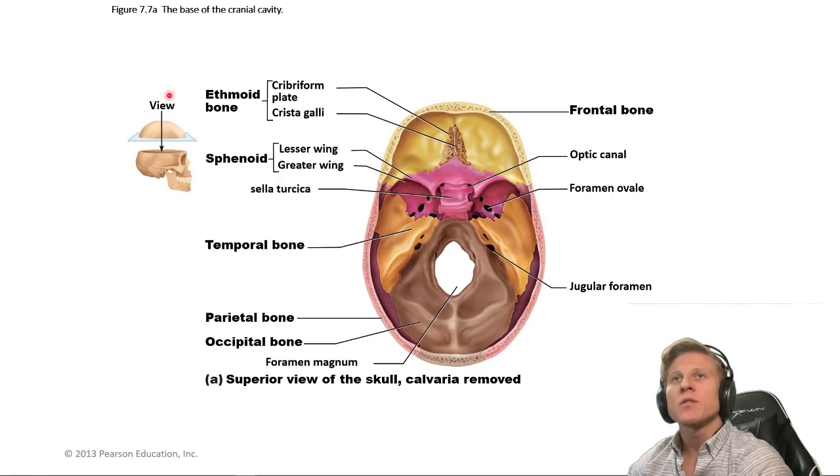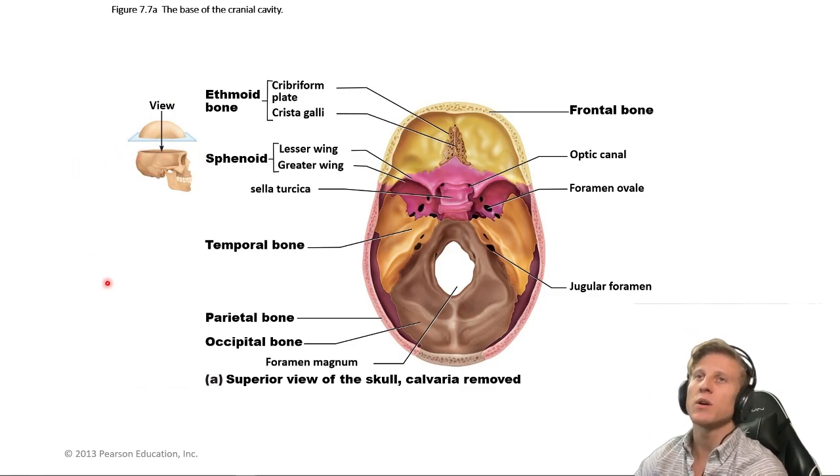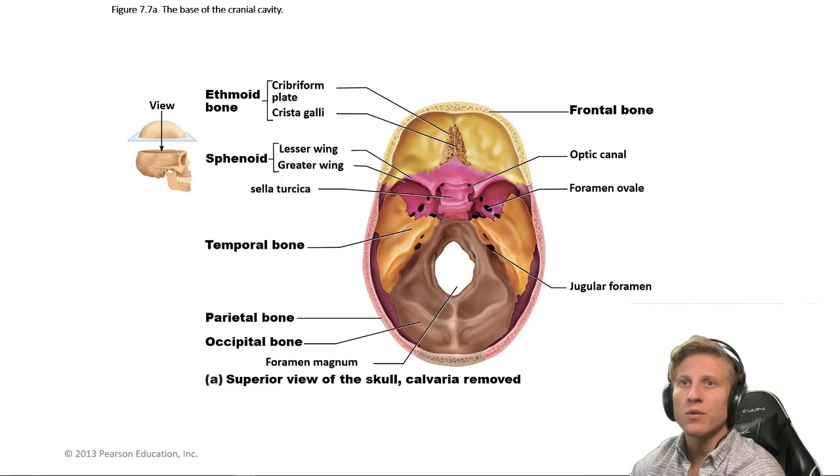Alrighty, so here we are looking superior to inferior. So similarly to how most of the models that you've probably played with are set up, there's a cut in the transverse plane. So let's take a look here. Again, we can see that ethmoid bone, and we can see the crista galli and the cribriform plate right here. So this individual is oriented, they're facing this way, okay? So up for them is the direction that they're facing, so their eyes would be located right here.